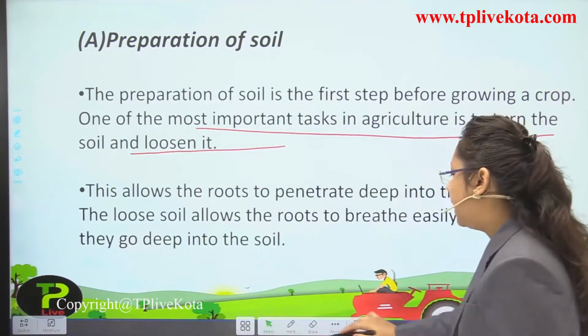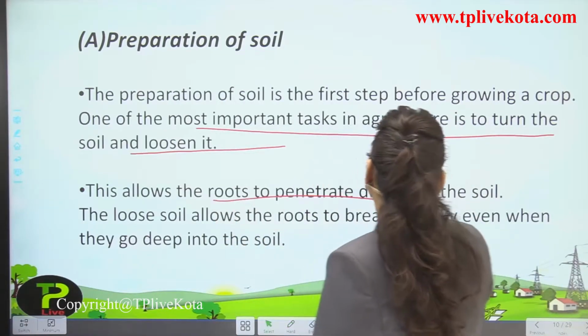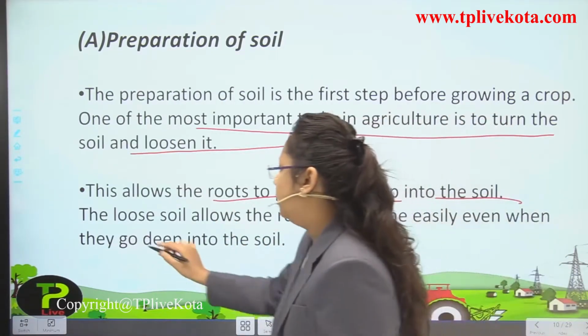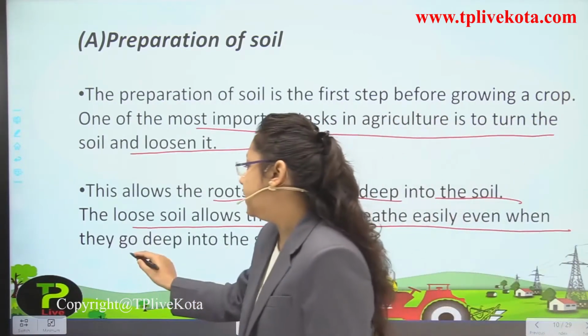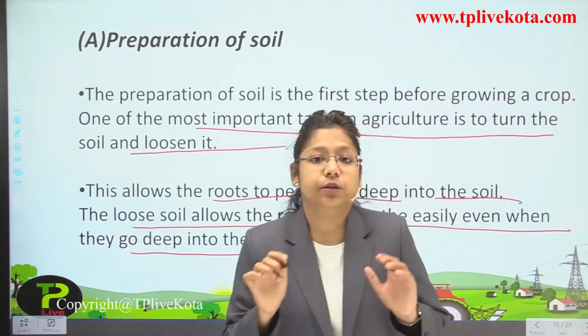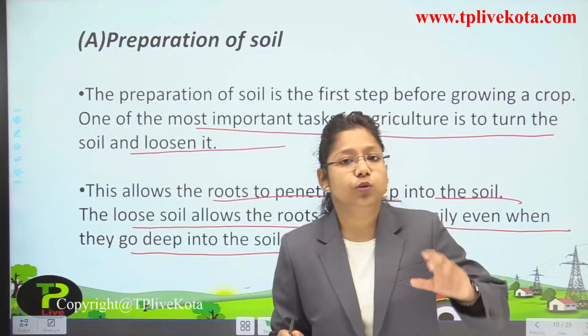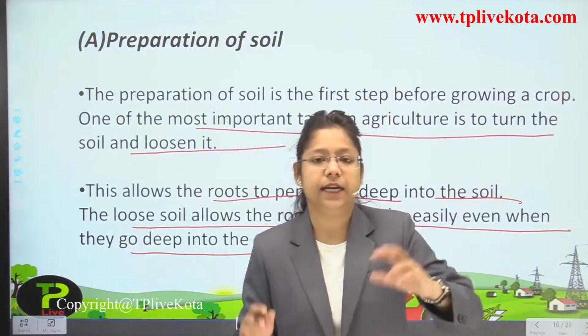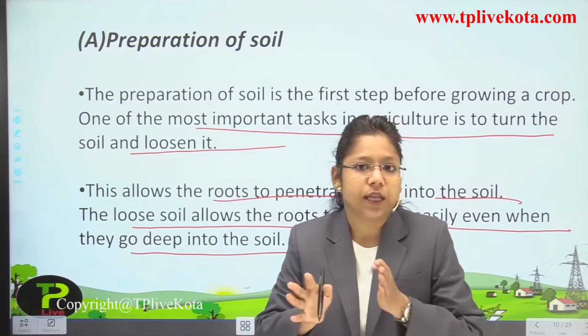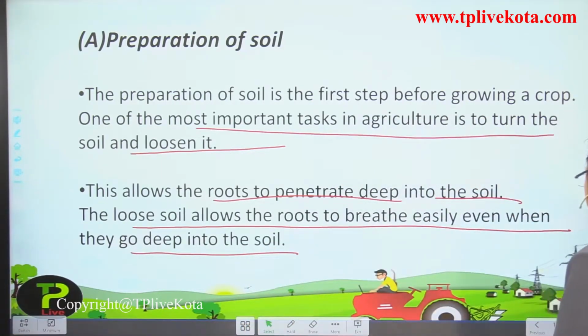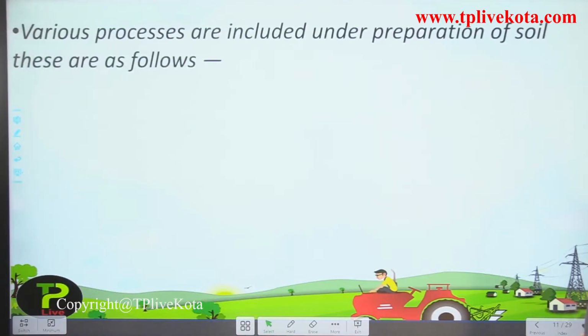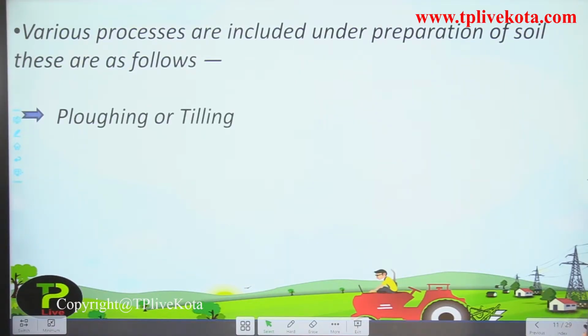This allows the roots to penetrate deep into the soil, and loose soil allows the roots to breathe easily even when they go deep into the soil. Even the roots which go deep inside the soil can breathe easily because the soil has been loosened due to the tilling or plowing process. So we are going to see this procedure over here which I told you. First is plowing or tilling.